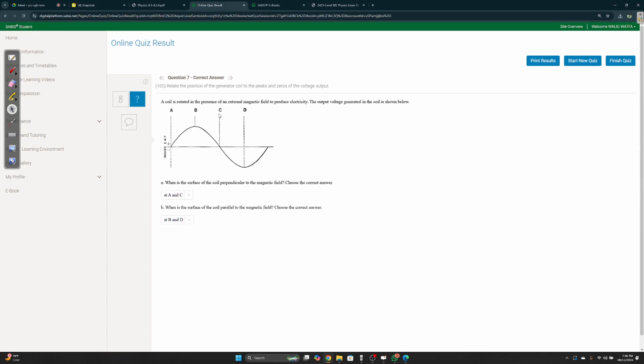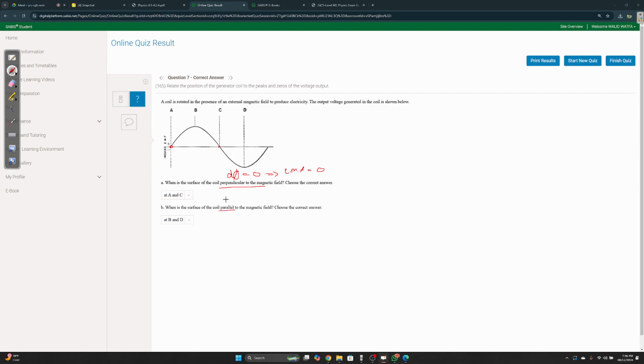Question 7. A coil is rotated in the presence of an external magnetic field to produce electricity, so there's an induced EMF. The output voltage generated in the coil is shown below. We have a sinusoidal function, so it's going to be alternating. When is the surface perpendicular to the magnetic field? When it's perpendicular, the change in flux is equal to 0, which means the induced EMF is 0. So when is it 0? Over here at A and over here at C.